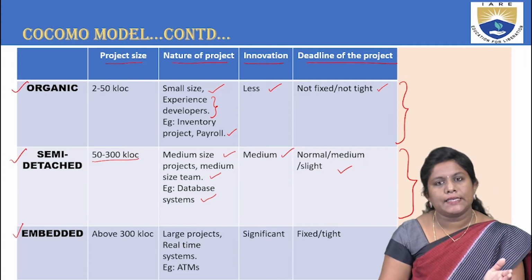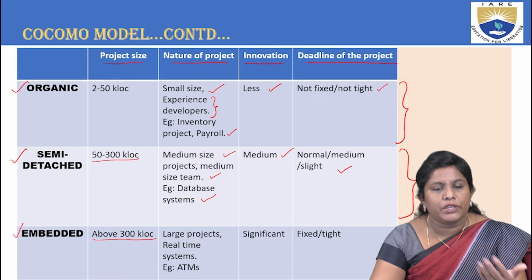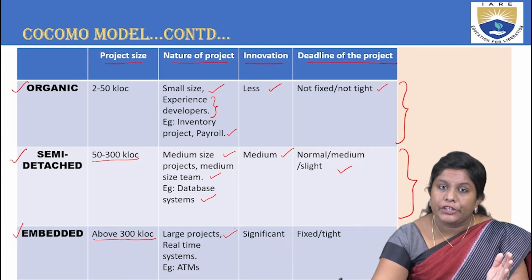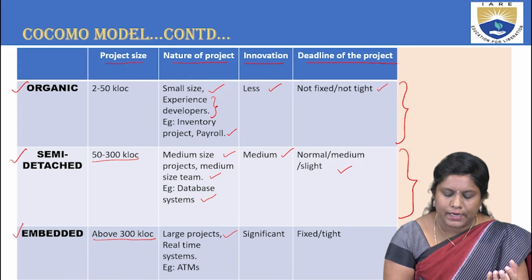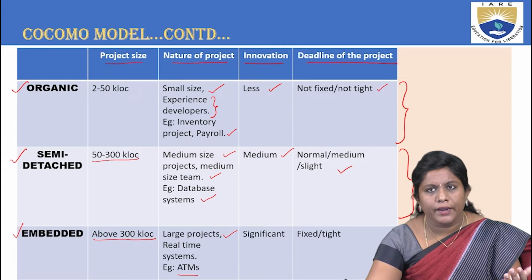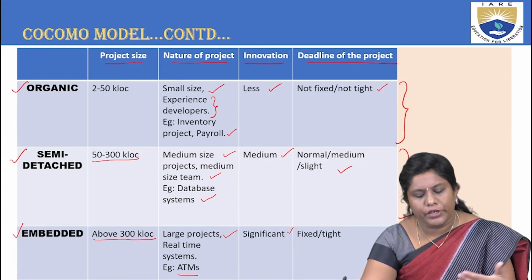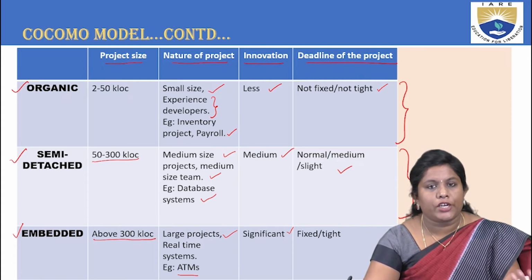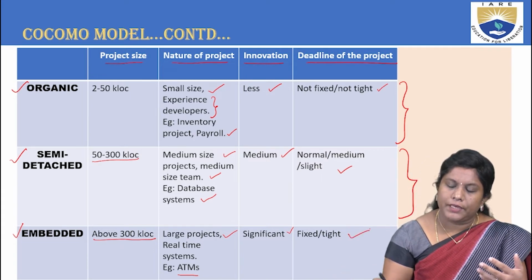Coming to the third category, the embedded. This falls under a project size of above 300 KLOC, and this involves larger projects. Whenever you say larger project, obviously they are real-time systems. Examples are ATM machines, just an example, and you can state many other things. Innovations are significant, meaning yes, there can be innovations because it's a real-time application. You can have a lot of updates and changes as the technology advances. And definitely the time is fixed and tight.